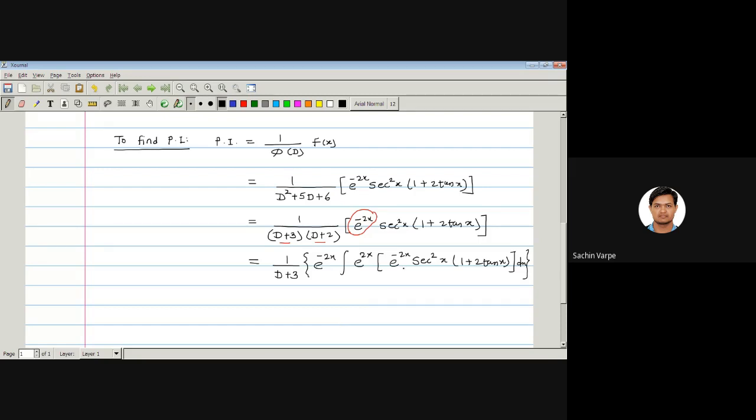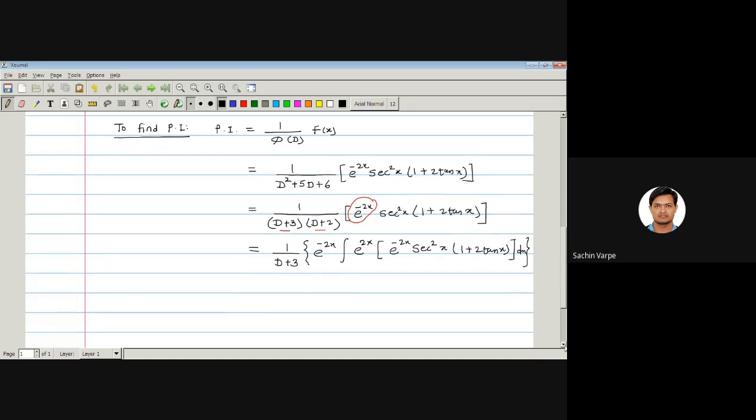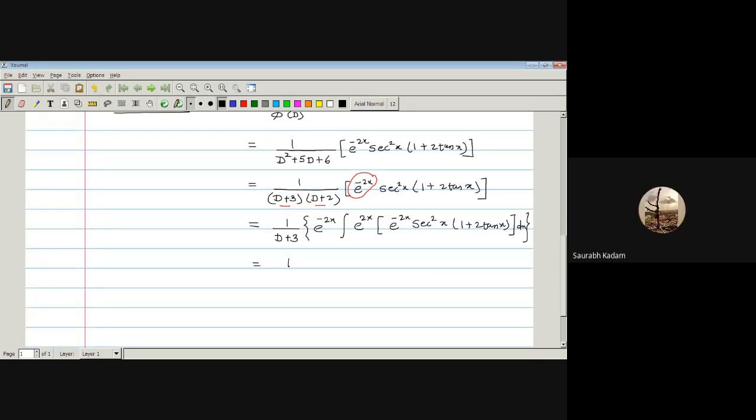Okay, so here e raised to 2x into this will be 1, and how do we evaluate this integration? Put 1 + tan x equal to t, right? So d plus 3 into e to the power minus 2x integration of sec square x into 1 plus 2 tan x dx.